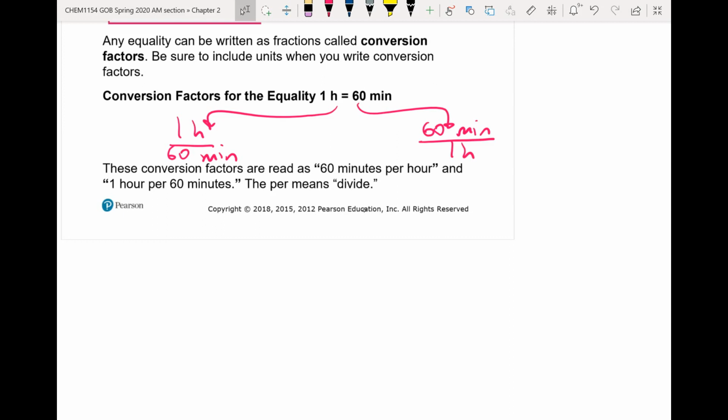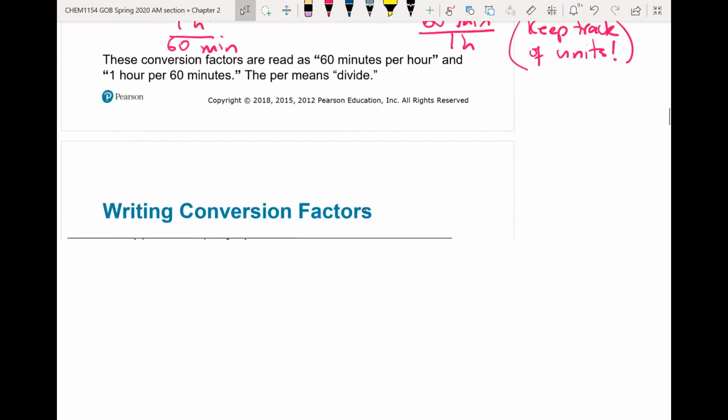Right? As long as you have the equality set up at the beginning and it's correct, these two conversion factors should be a piece of cake. Right? Just put one over the other. The key thing that you want to be aware of, though, is you don't just put the numbers, you want to keep track of the units, right? The units are going to help you when you start doing calculations down the road. So keep track of the units. Every single equality is going to have two conversion factors associated with it.